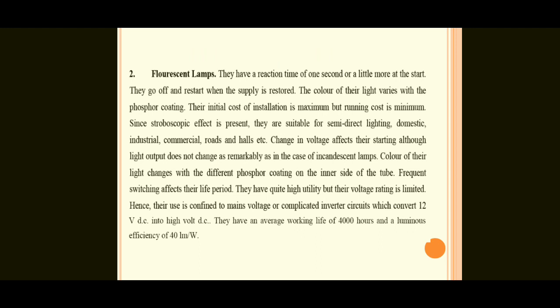Next one, when voltage fluctuations take place, the life of this lamp diminishes, means it affects the life period. The color depends on the phosphor coating on the inner side of the lamp. So the light varies depending on the phosphor coating. The average life is 4000 hours and a luminous efficiency of 40 lumens per watt.